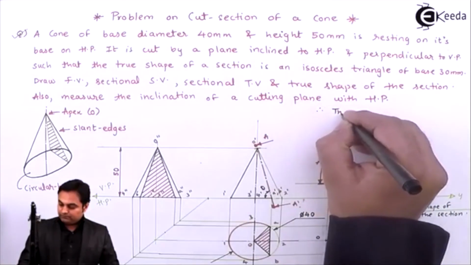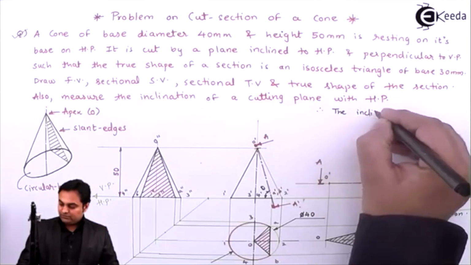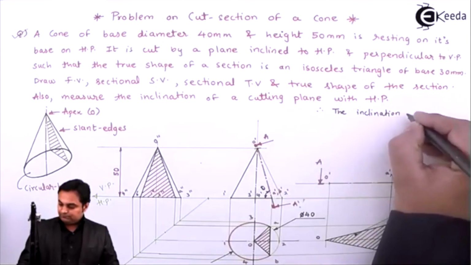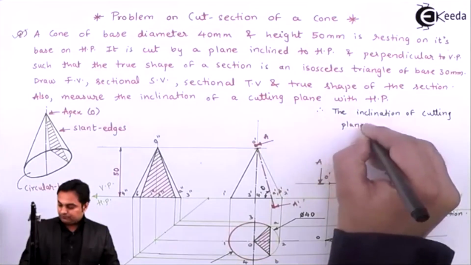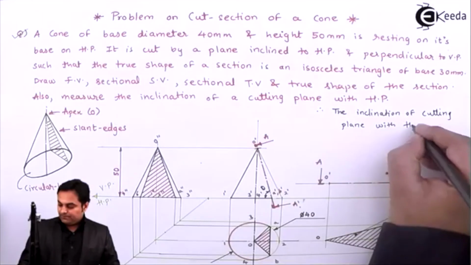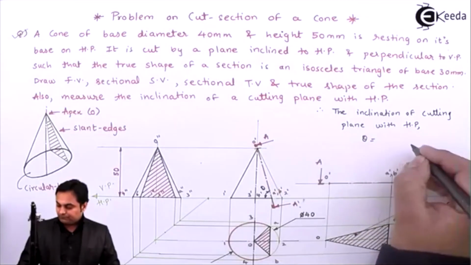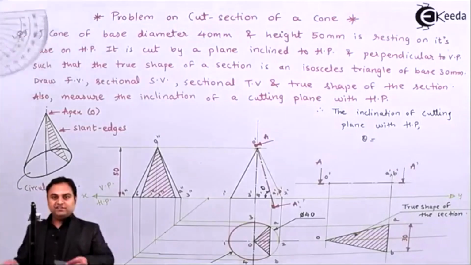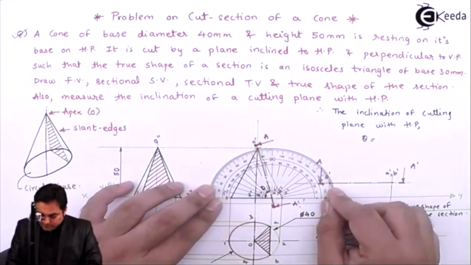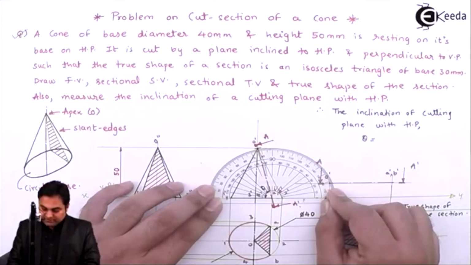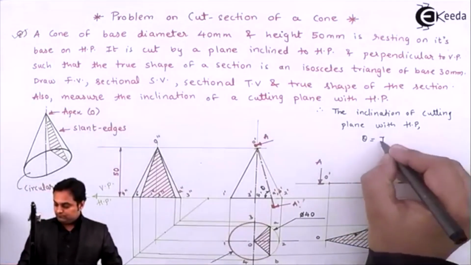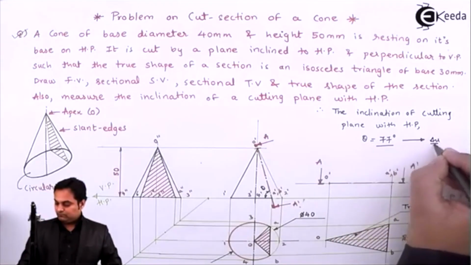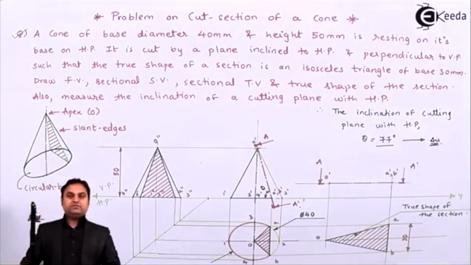So therefore the inclination of cutting plane with HP, that is theta, is equal to, I'll measure this angle, it comes out to be 77 degree with HP. Answer. And with this we complete the problem.